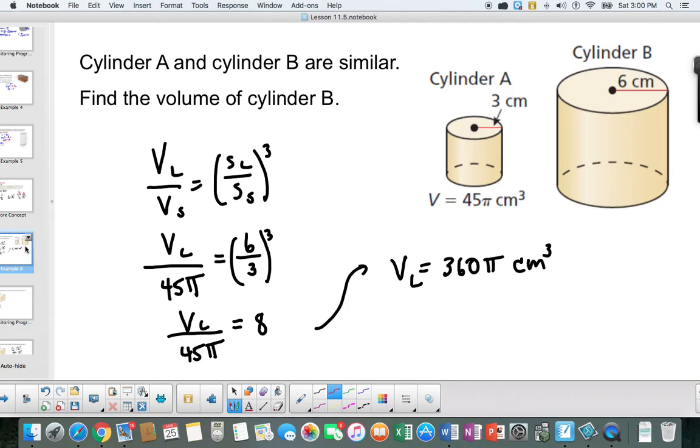Now here's an example of how we can do the problem. We want to find the volume of the large right here. So I write volume of the large over volume of the small, and then this scale factor cubed. And the way I'm looking at the scale factors, I'm comparing the large to the small. So it's 6 over 3, which ends up being the number 2. 2 cubed is 8. I cross multiply to figure out my volume.